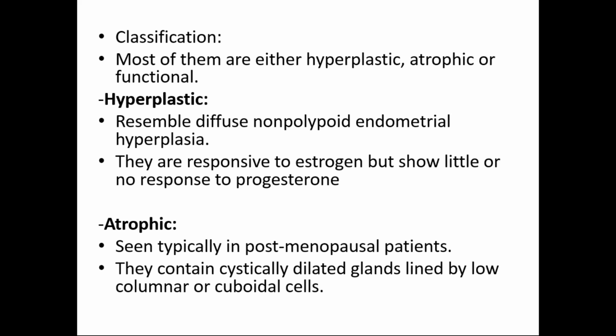Coming to atrophic polyp, they are seen typically in postmenopausal patients. They contain cystically dilated glands lined by low columnar or cuboidal cells.